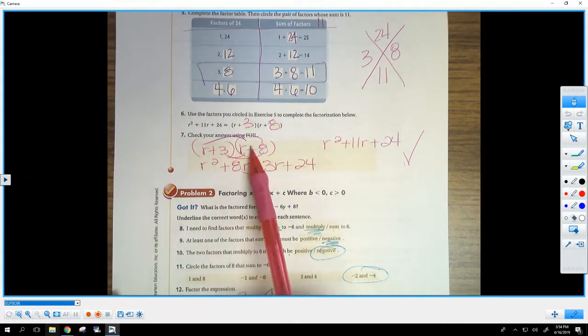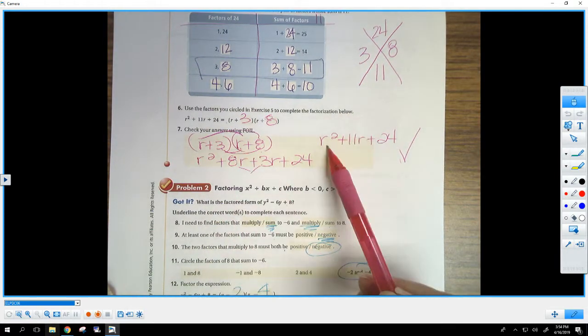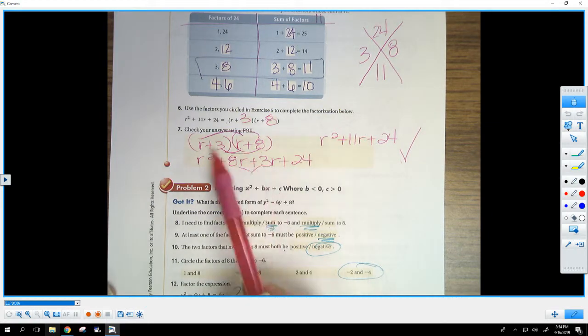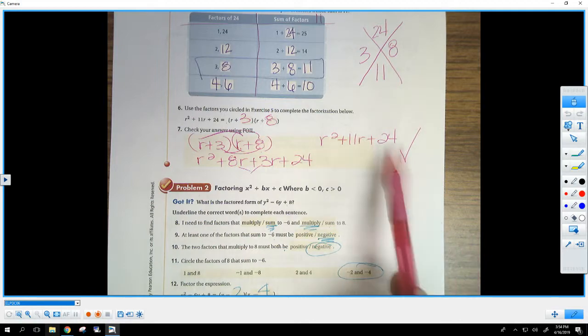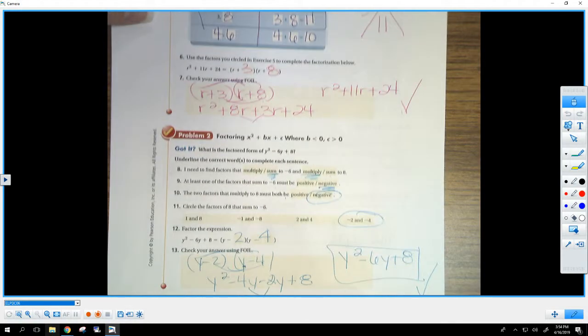So I can check that answer using FOIL, right? R plus 3, R plus 8. R times R is R squared plus 8R plus 3R plus 24. So right there, we know that we did our math right and that our answer is correct.